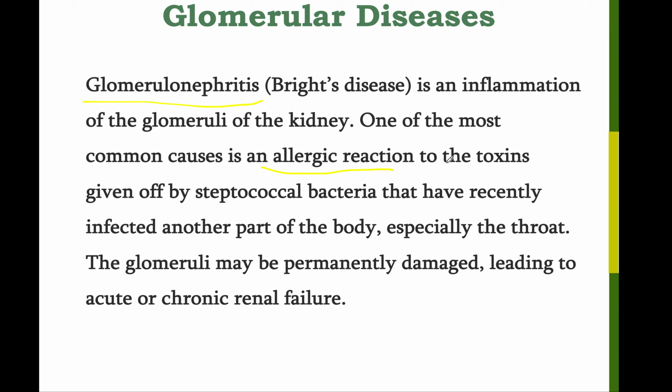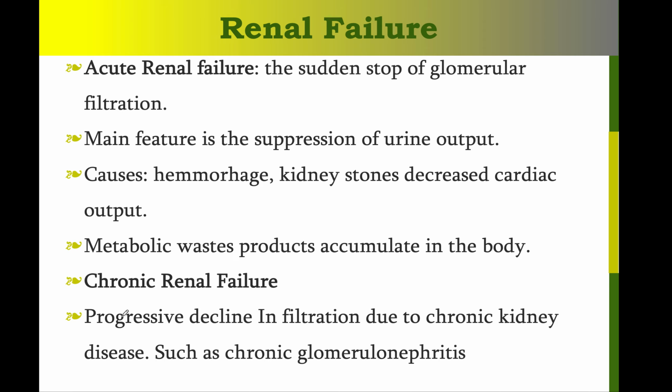There is also glomerulonephritis, which is the result of a special allergic reaction to the strep toxin. People get streptococcal bacteria, and if they are not treated, the toxins might affect the glomerulus of the kidney and cause inflammation there. We call it glomerulonephritis or Bright's disease. When the glomeruli are affected, they will be permanently damaged and will lead to acute or chronic kidney failure or renal failure.